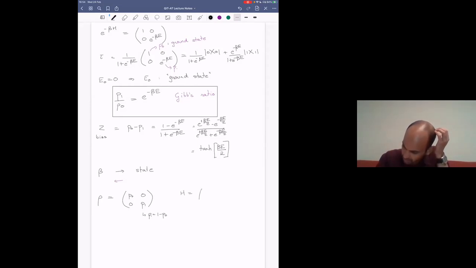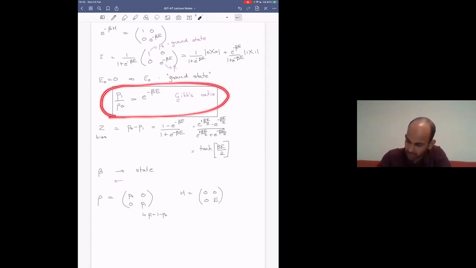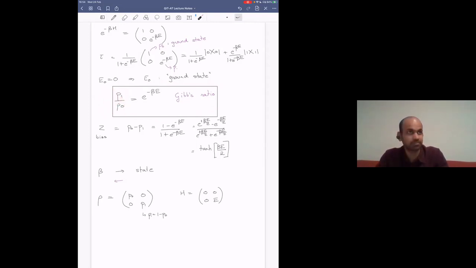So I say H is equal to 0, 0, 0, e. Then I can use the same formula of the Gibbs ratio to associate a temperature with this state. I simply have to take P1, take P0, find the ratio. I know what e is, and so I can solve the Gibbs ratio equation to supply me with a beta, which means that we can also go in the opposite direction. I can start with a state, and I can define a beta from that state. What this is saying is that if I have a qubit that is diagonal in energy, I can always associate a temperature with it.